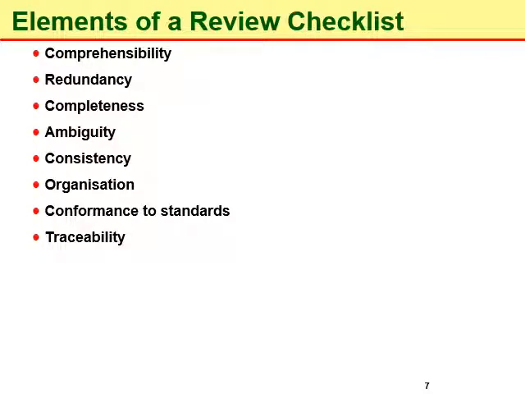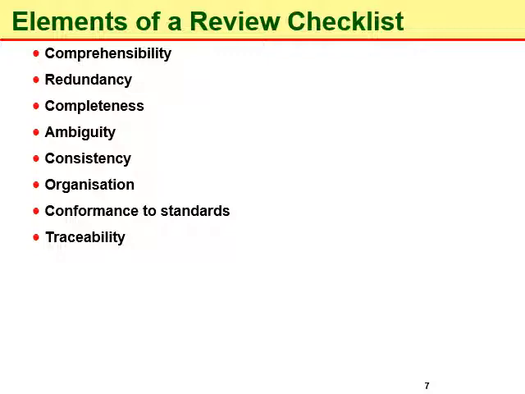The first one is comprehensibility. That is, can readers of the requirements understand what the requirement or set of requirements means? Similarly, redundancy: is information unnecessarily repeated in the requirements document? If yes, it has to be highlighted and reported. Then completeness: does the checker know of any missing requirement in the requirements specification being presented for the review?